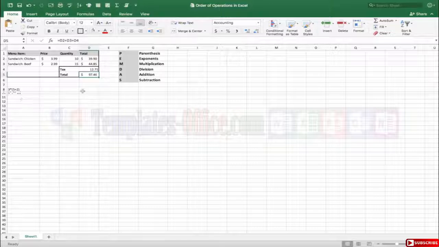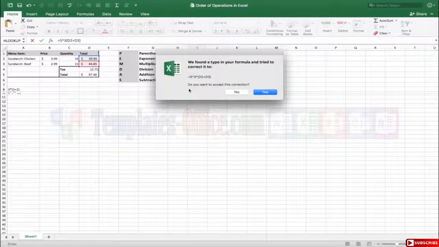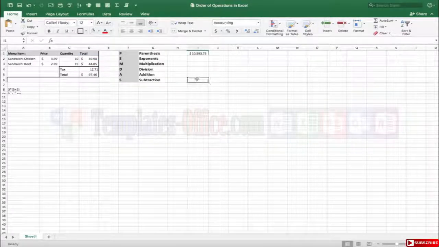Perfect. The next thing I want to walk you through is exponents. For example, a calculation with an exponent would be 5 to the power of 3, and then we could also have something like this. We could do D2 plus D3. It's going to say, whoa, we found a typo in your formula, and try to correct it. If you're not following the proper order of operations here in Excel, what you're missing is this little multiplication symbol. If you hit yes, it's going to take 5 to the power of 3 times D2 plus D3.